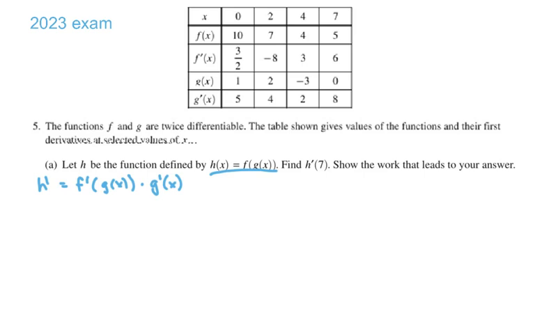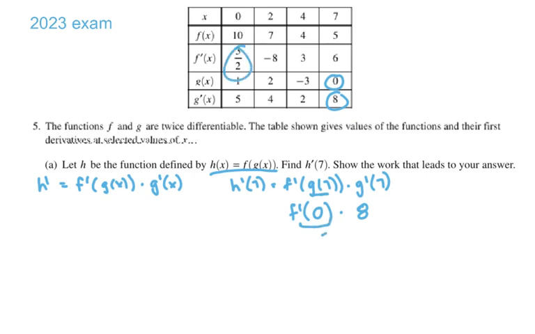And if we're looking for h prime of 7, we're going to plug 7 in. Then we're just going to use the table. So we're going to come over here first, and we're going to do the inside. G of 7 is 0. So this becomes f prime of 0. G prime of 7 is 8. Then we're going to find f prime of 0, which is 3/2. So we've got 3/2 times 8, which is 12. I didn't score this, but you get the general idea on scoring.